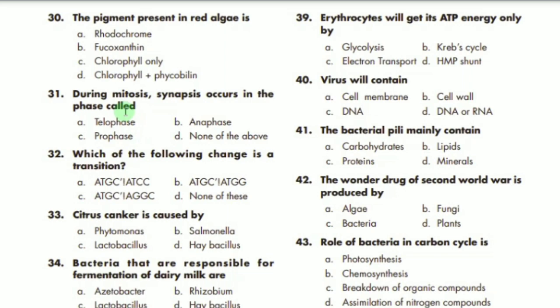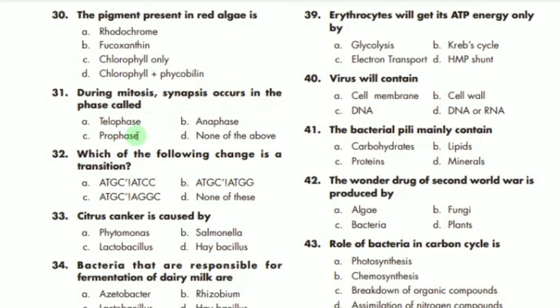So let's start. MCQ number 31 says that during mitosis, synapsis occurs in the phase. What do we call that? During mitosis, synapsis mostly occurs in the phase we call prophase. So the correct option is C.